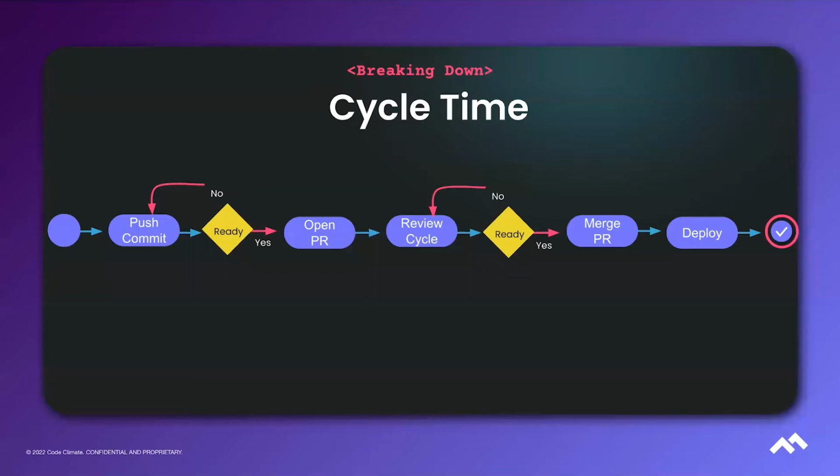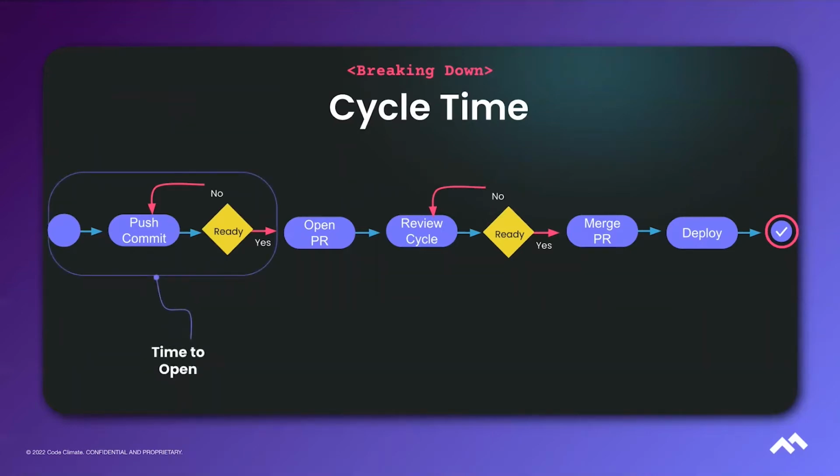Let's break down cycle time into its four underlying metrics. Here is a simplified activity diagram of a feature development lifecycle from development to deployment. The first metric we want to isolate is time to open.